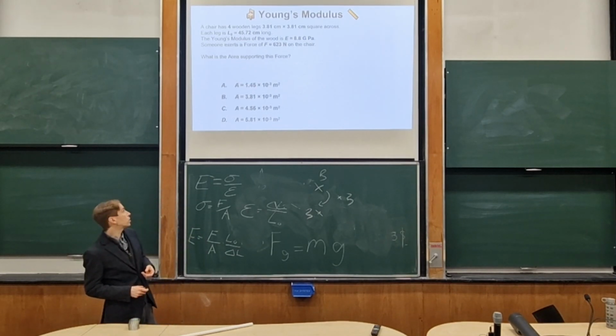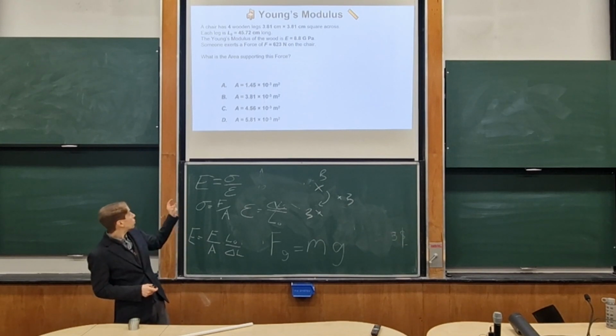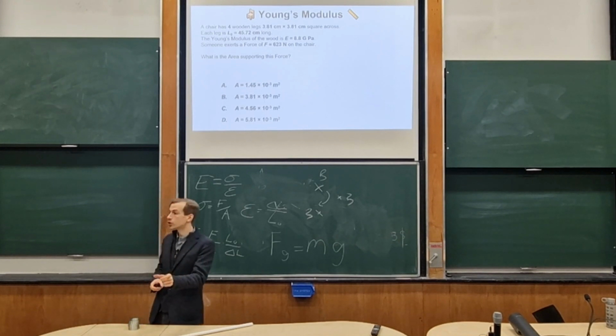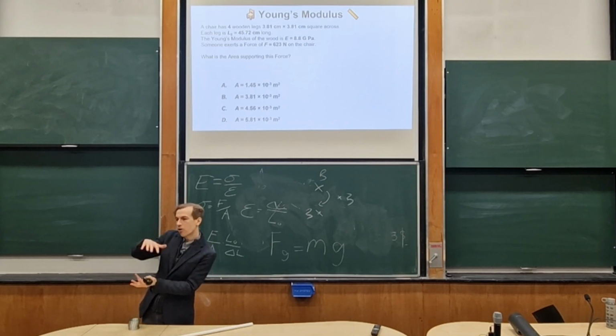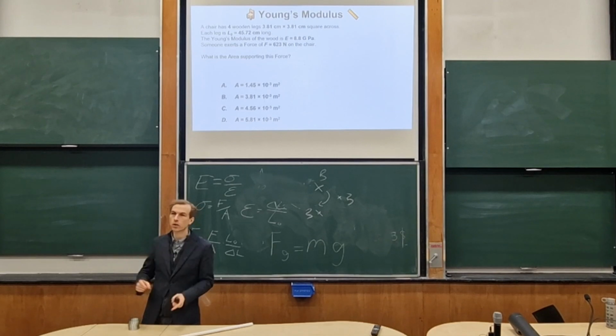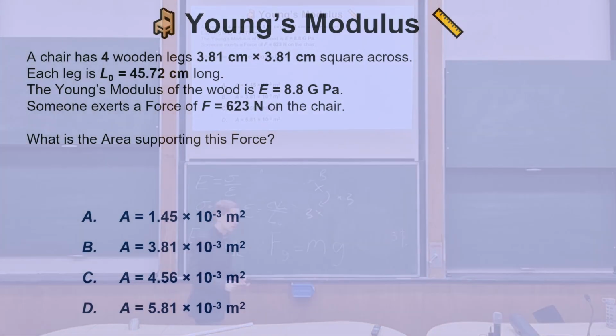So with this question, there's a bit of geometry involved, a little bit of algebra involved. We've got to work out, based on what we can measure for the legs of the chair, what is that area? It's not a surface area, it's a cross-sectional area. That's the area which is supporting us. So let's give this question a go. Let's see what everybody gets for this one.